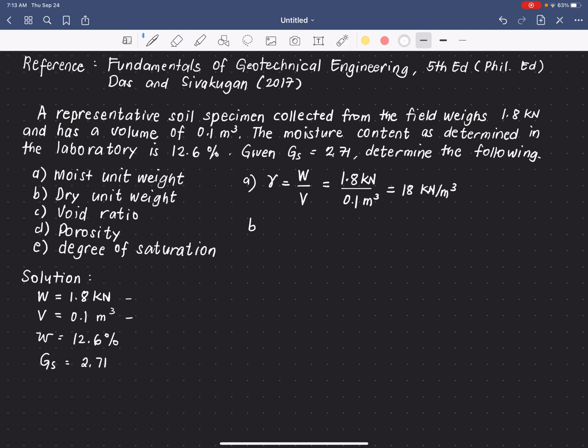So to solve for the dry unit weight, we have a relation that the dry unit weight is equivalent to the moist unit weight divided by 1 plus the moisture content. We have calculated the moist unit weight to be equal to 18 kilonewton per cubic meter. This is divided by 1 plus the moisture content of 12.6%, or 12.6 over 100. And so we can get a dry unit weight of 15.99 kilonewton per cubic meter.